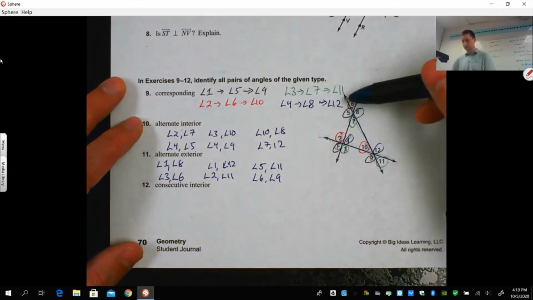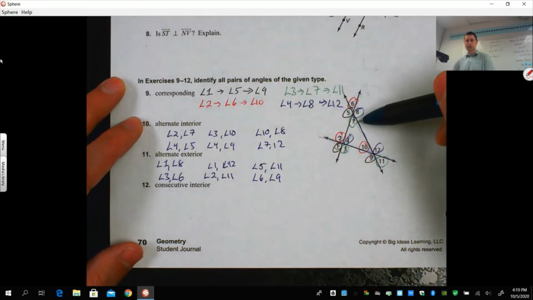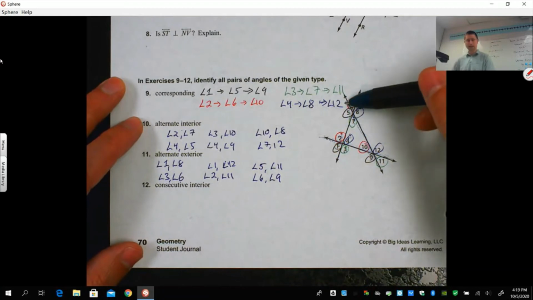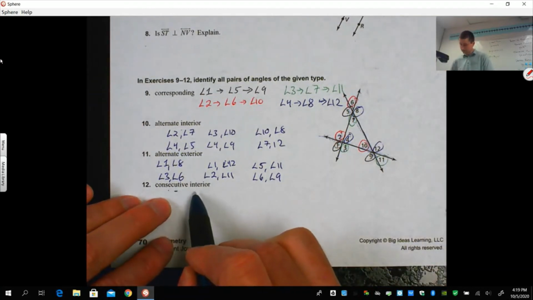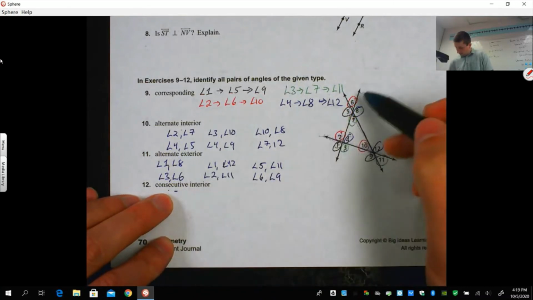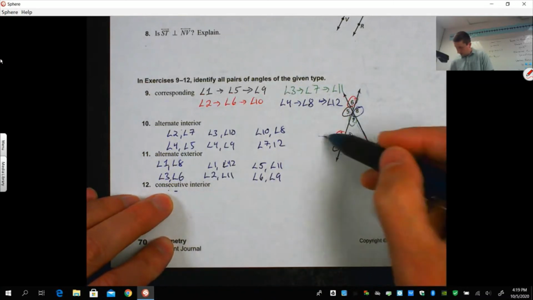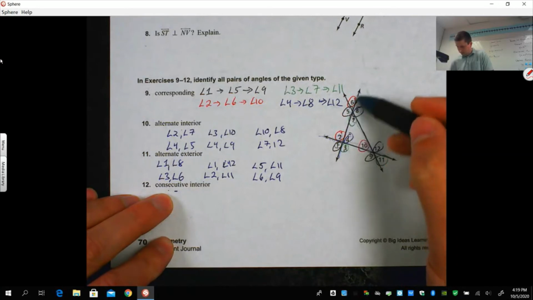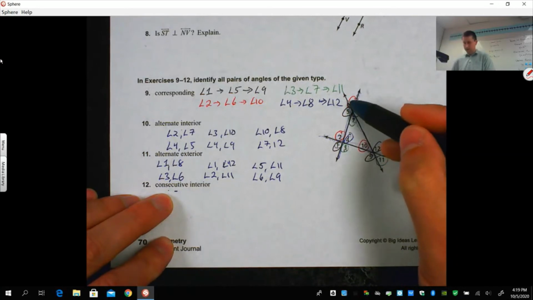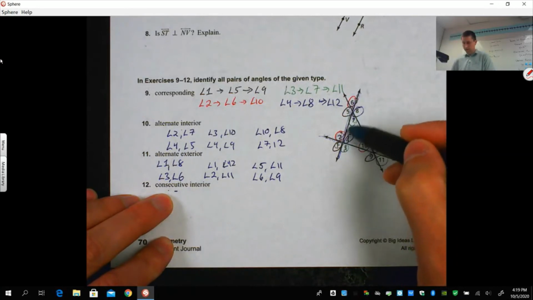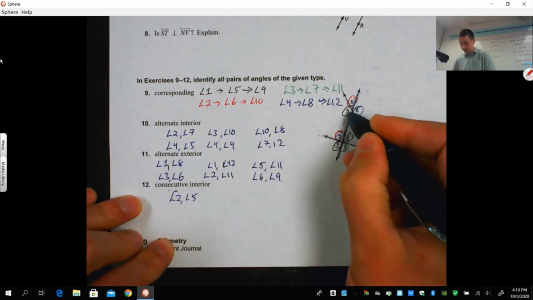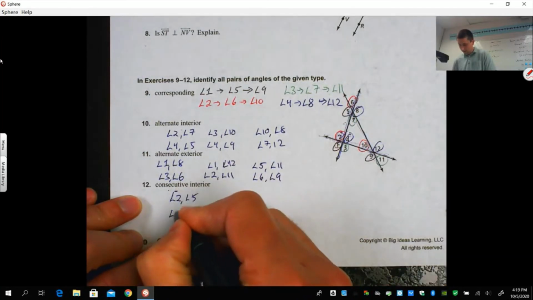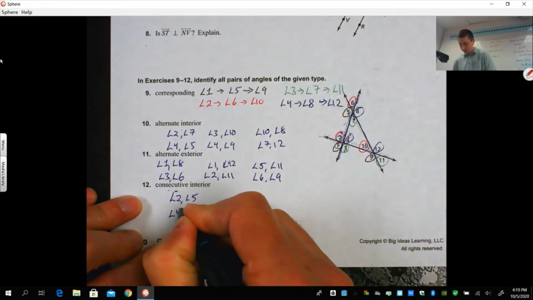So notice if you can focus on the transversal, that'll help you know, okay, I need to be outside the lines, inside the lines, where do I need to go with this? Consecutive interior, last one with this. So again, if this is my transversal, consecutive interior, I have to be inside. Angle 2 would go with angle 5, because now I have to be on the same side of the transversal. So angle 2, angle 5 would be consecutive interior. That puts angle 4 with angle 7.